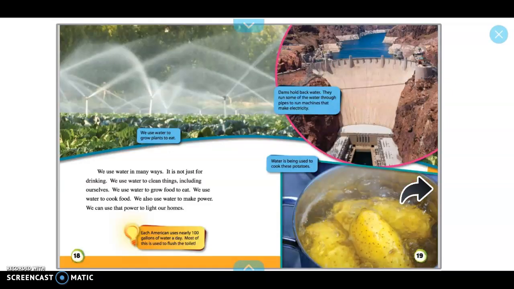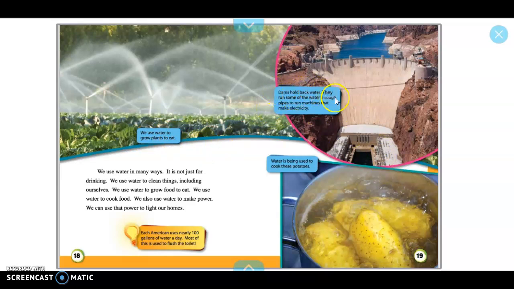We use water in many ways. It is not just for drinking. We use water to clean things, including ourselves. We use water to grow food to eat. We use water to cook food. We also use water to make power. We can use that power to light our homes. We use water to grow plants to eat.